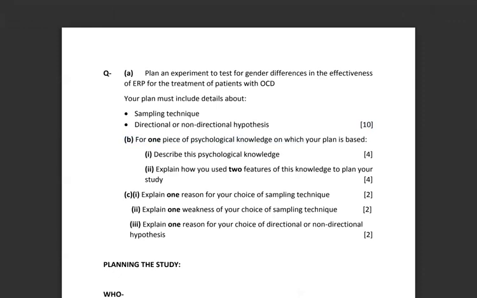So you can take ideas from that, and you should, because part B is asking you to, especially B part 2, explain how you use two features of the psychological knowledge to plan your study. So your answer is going to be based on the study by Lemkool on ERP. You need to talk about two features of the actual study from your syllabus that you've also included in your answer. All right, so do take points from the original study, because you can talk about that in part B too. All right. Okay, so let's take a look at the sample answer that I've written.